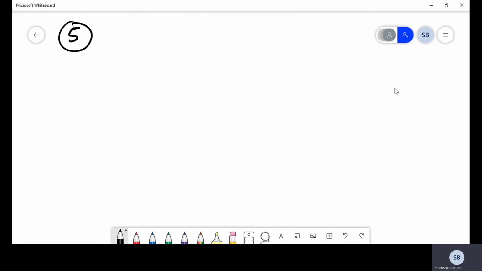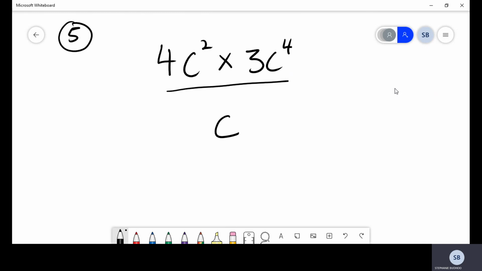So we're on number 5 here, and we're going to see one that has 4c to the power of 2 multiplied by 3c to the power of 4 all over c to the power of 3. And you can see that when we tried to cancel, it looked a little more bulky and difficult to see through. So for this question, I am going to use my rules of indices and exponents.